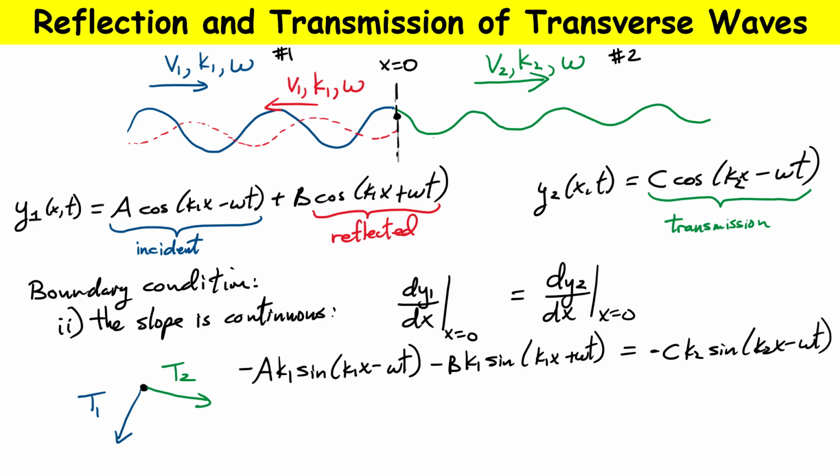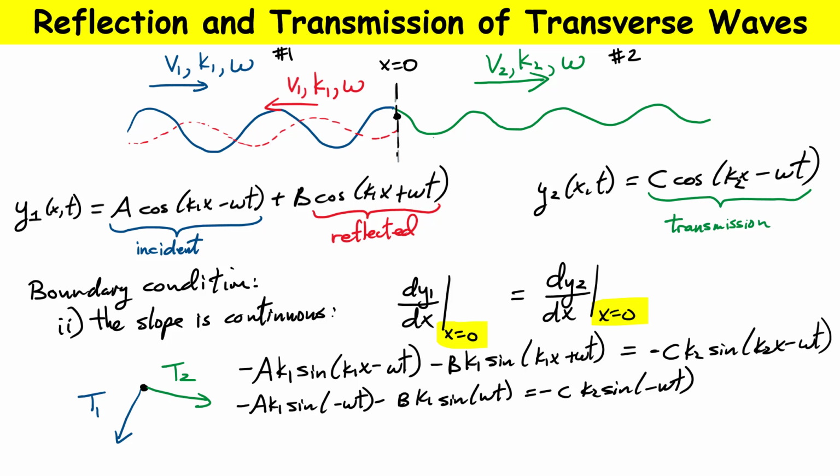Now, again, our boundary condition says we have to evaluate this at x equals 0. So let's go ahead and do that. All you have to do is substitute x equals 0 in this expression. So what you get here is minus a k1. This first term goes away. You're left with sine of minus omega t, minus b k1 sine of omega t, minus c k2 sine of minus omega t. All right, I think I did that correctly.